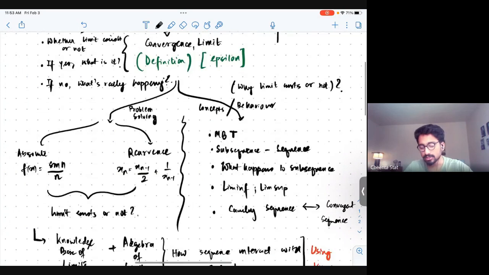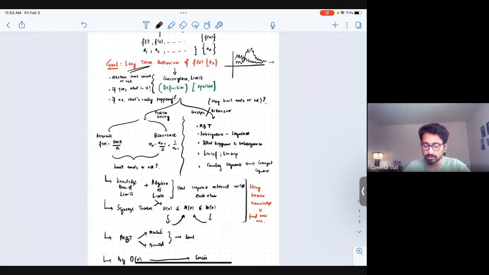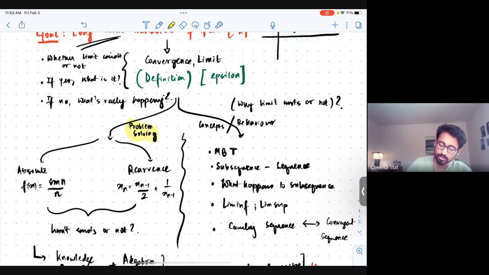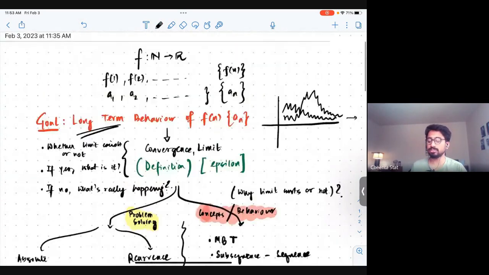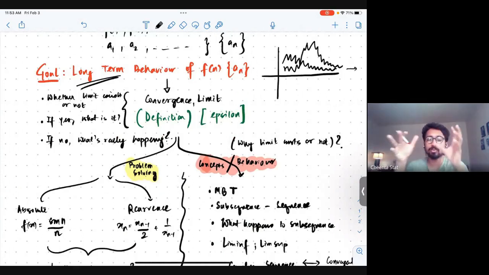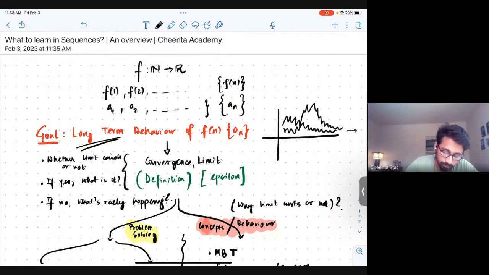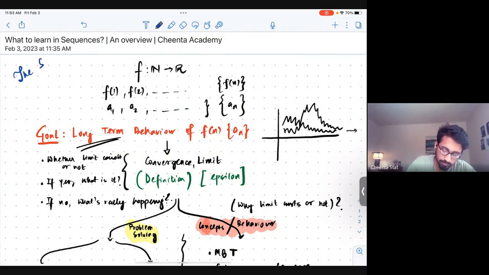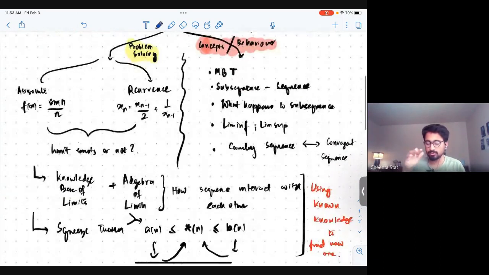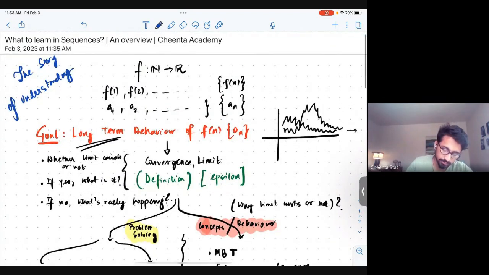Essentially, our goal is simple. Our goal is to understand problem-solving behavior and the corresponding concepts and behavior. The goal is very simple: to make you comfortable in your own skin about this. But how do you learn about a sequence, how do you make a story out of a sequence? That's the whole story. This is the story of a sequence, the story of understanding sequences. There's a map of understanding, a map of behavior, and what happens inside that story of understanding sequences.